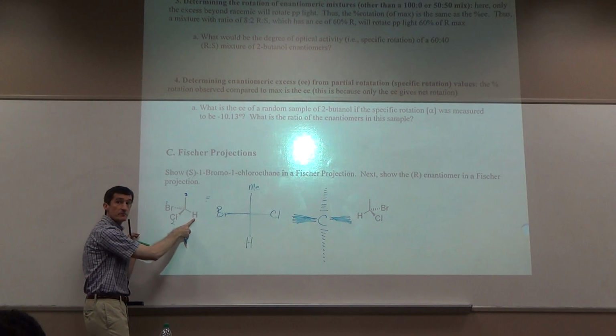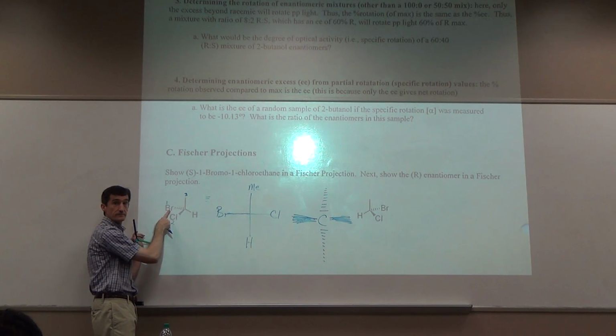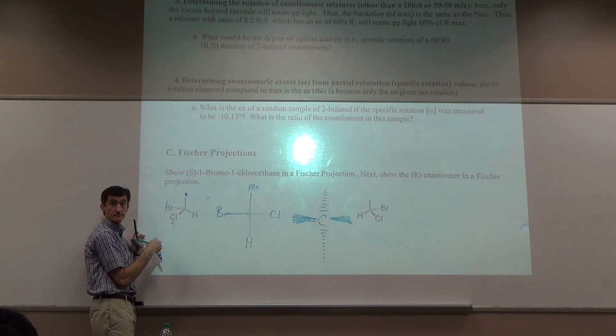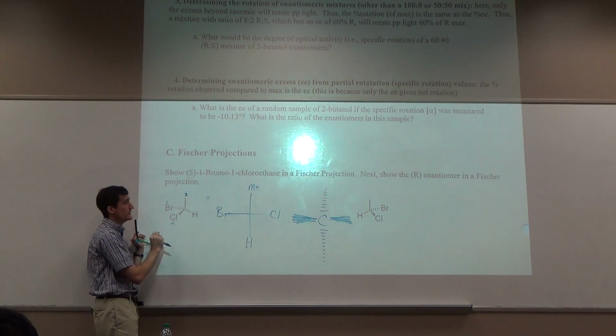Okay, R or S? Is the low priority group back? No, it's not back. Bromine's back. Is it low? Okay. Because if it was back, we could just say 1, 2, 3. It's S. You would get the right answer only by low.